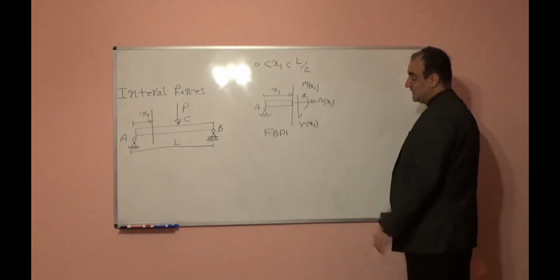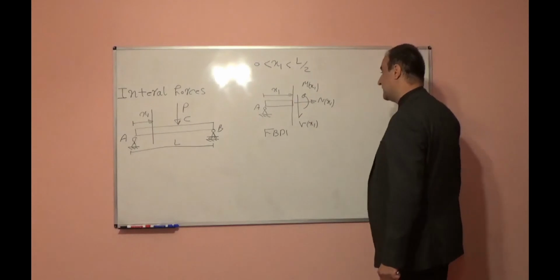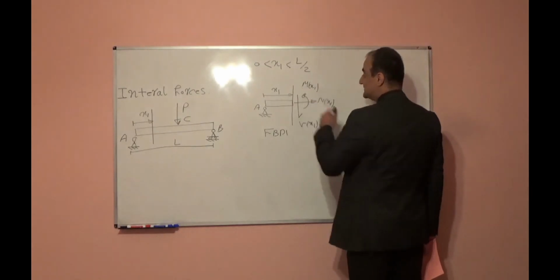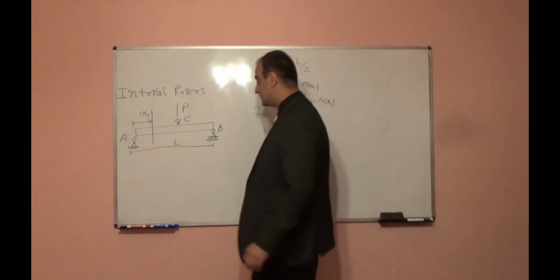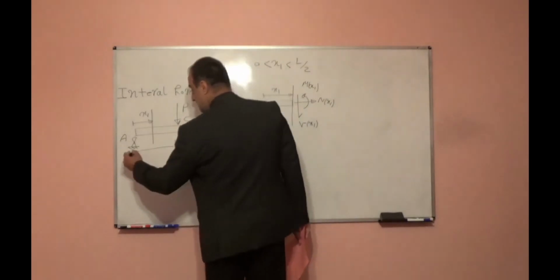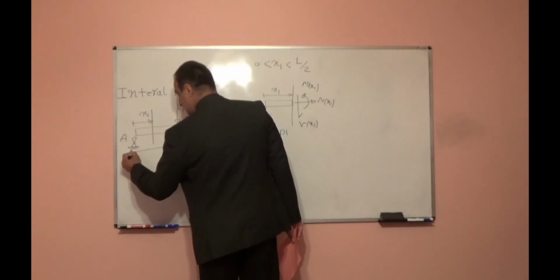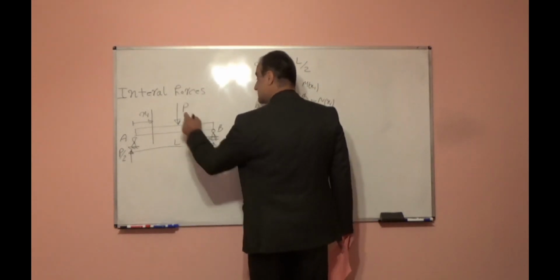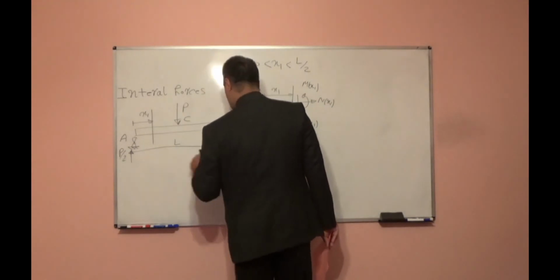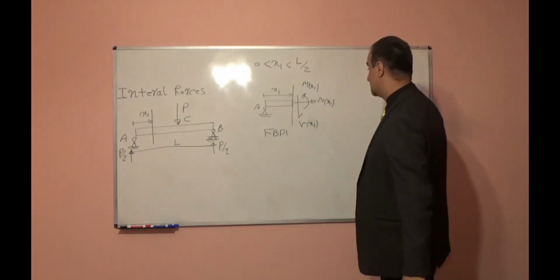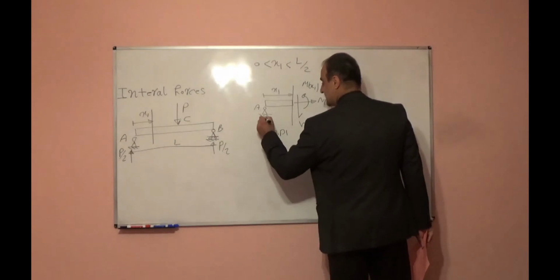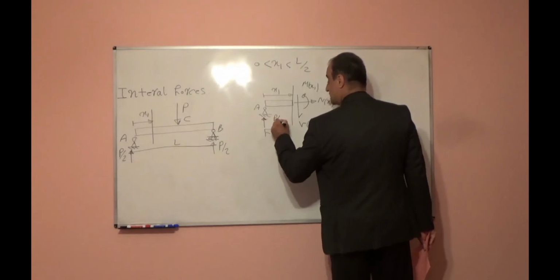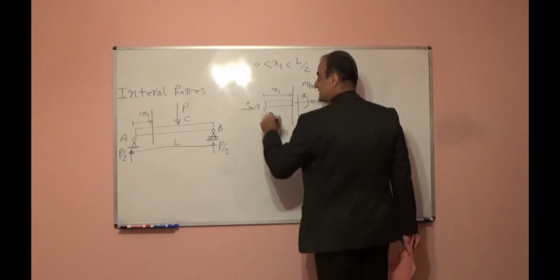In that case, if we look at this free body diagram and we want to find the magnitude of these internal forces, we can find it. Why? Because first we should find the support reactions. We can find support reactions if we apply P at midspan. Support reactions will be P over 2 and P over 2. So here the support reaction is P over 2. This support reaction is 0.